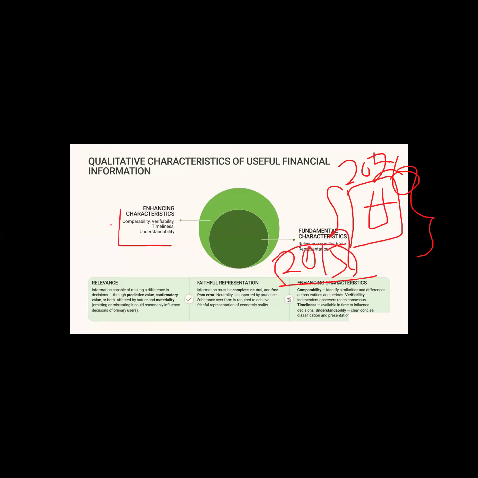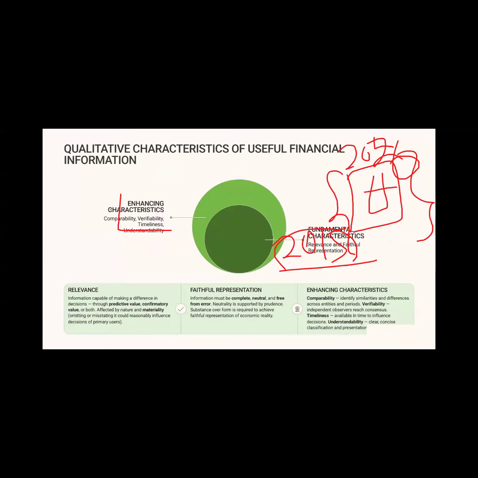Okay. And understandability. Understandability means what? Every stakeholder should be able to understand the concept. They should be able to clearly understand what you are presenting through your financial statement. So these are the four enhancing characteristics. Keep these things in your mind: comparability, verifiability, timeliness, as well as understandability. Okay, is it okay?